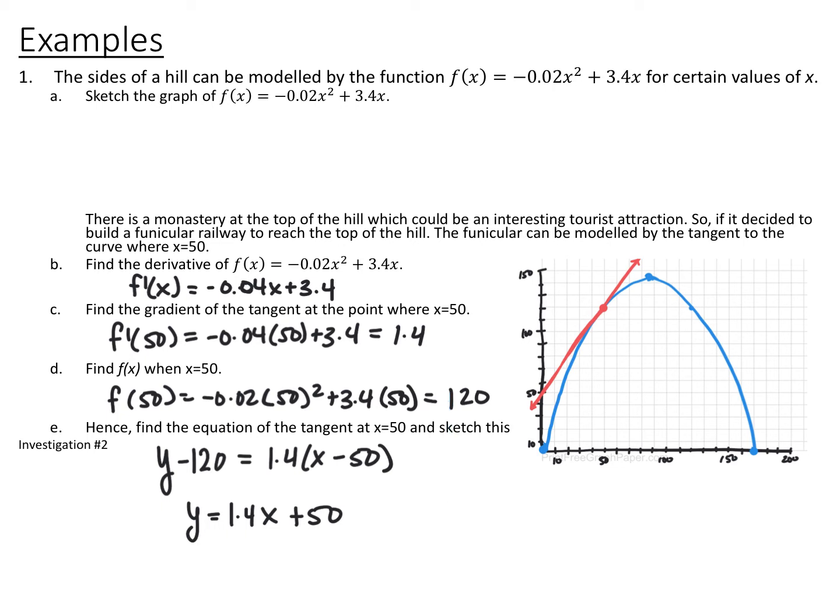So then using point slope form, y minus my y-coordinate of 120 equals my slope of 1.4 times x minus the x-coordinate of 50. You can either leave it that way, or I simplified it into slope-intercept form and got y equals 1.4x plus 50. So then here is our tangent line. And the only place that it touches in this small area is at 50, 120, and it has a slope of 1.4.